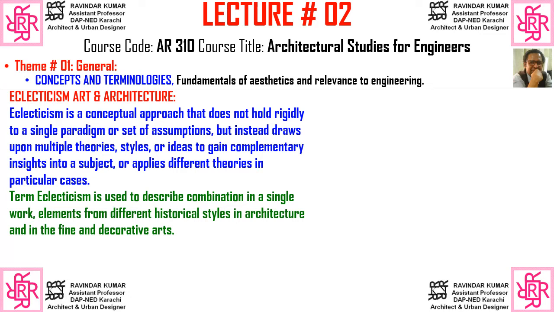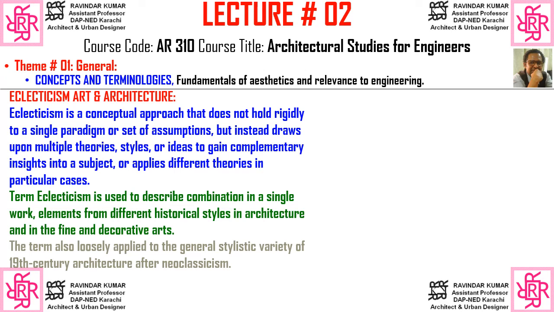The term eclecticism is used to describe the combination, in a single work, of elements from different historical styles in architecture and in the fine and decorative arts. When an artist or an architect tries to make a building which has various kinds of styles integrated, that is known as eclecticism. The term is also loosely applied to the general stylistic variety of 19th century architecture after neoclassicism.